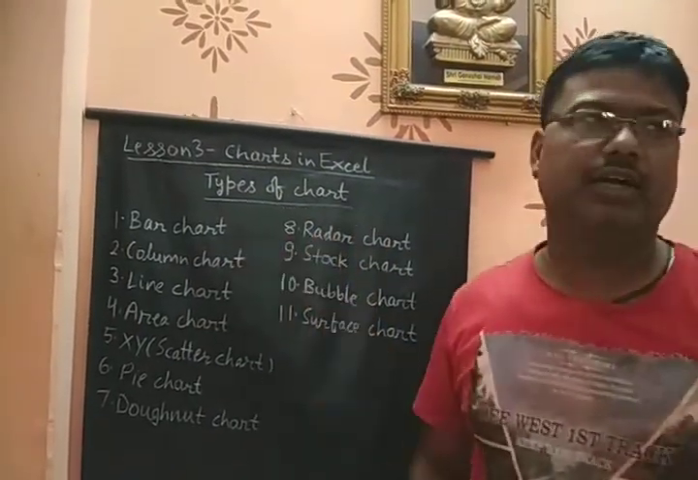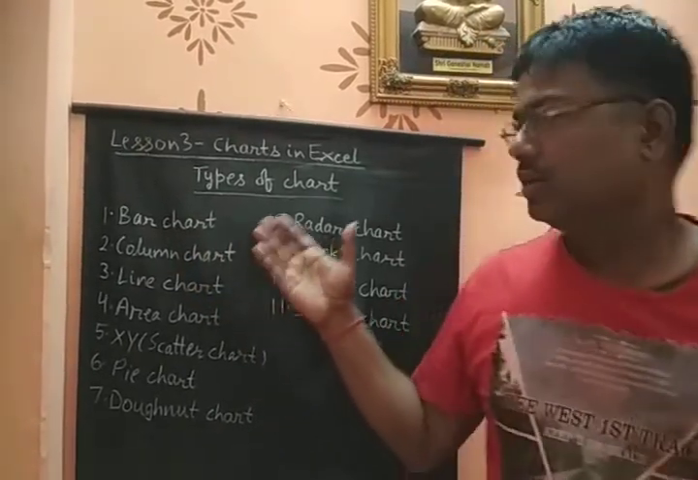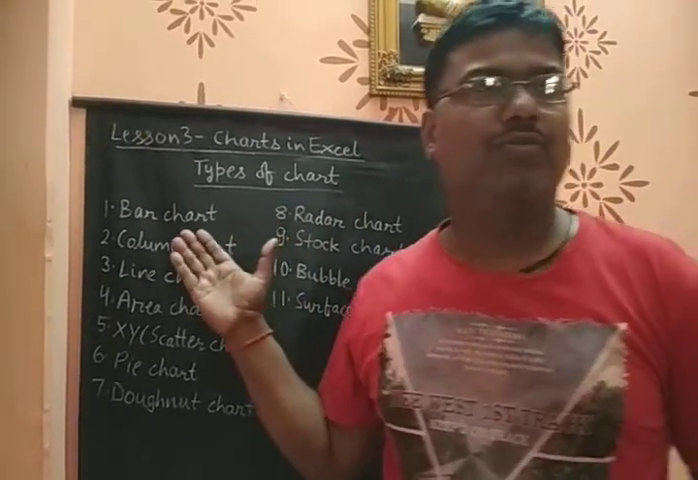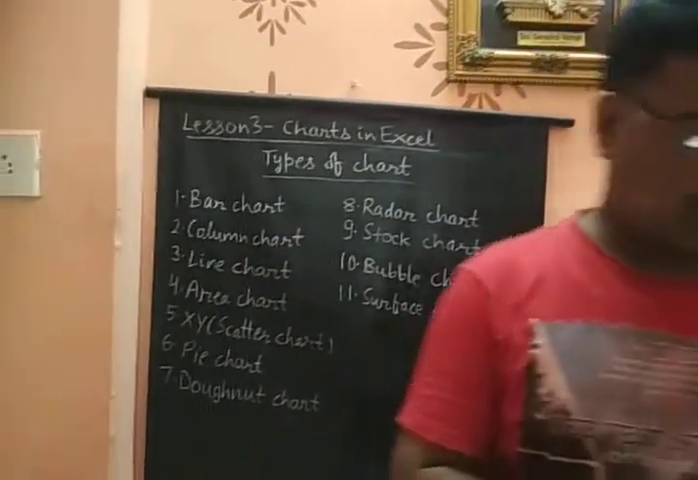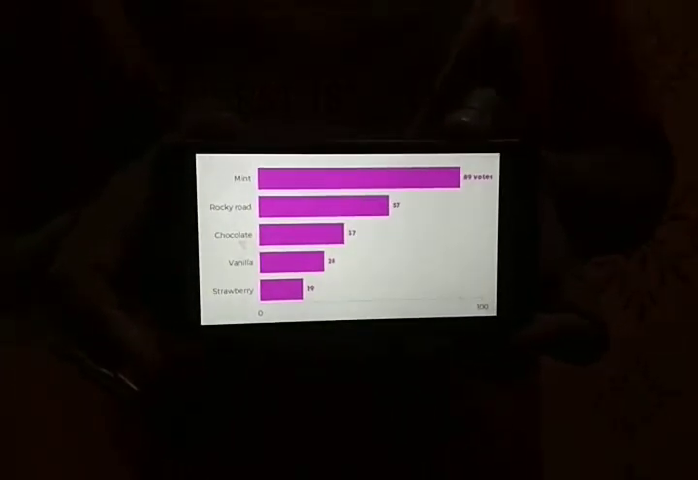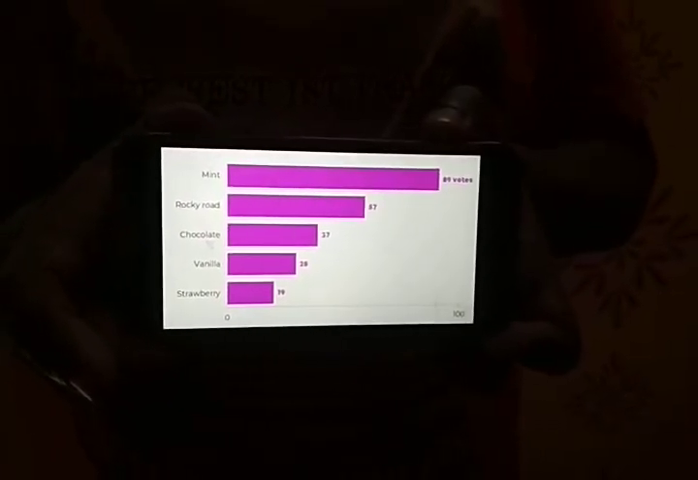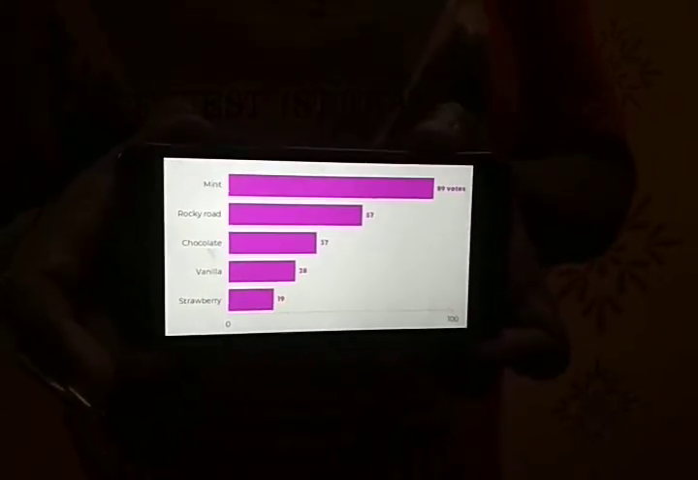First is bar chart. So bar chart is used for displaying data in the form of rectangular bars. So first we see the figure of bar chart. So this is the figure of bar chart. So in bar chart there are long rectangular bars which are in the horizontal direction. You can see in the picture that bars are in horizontal directions.